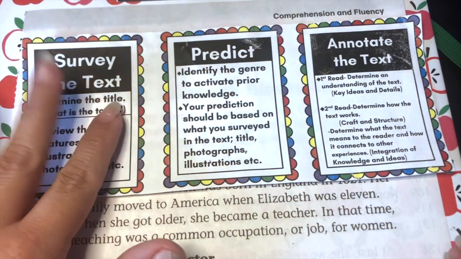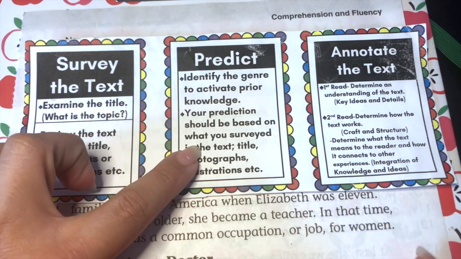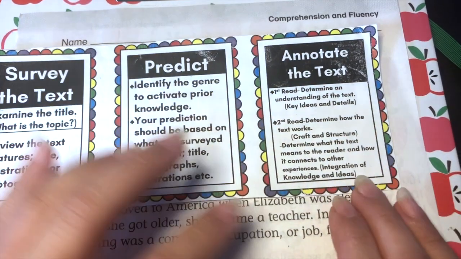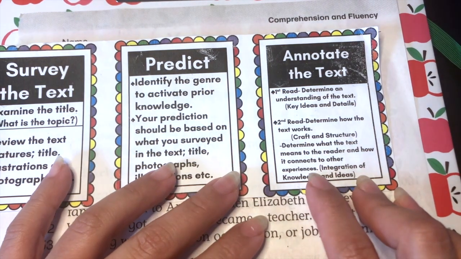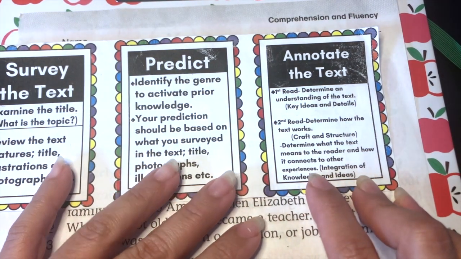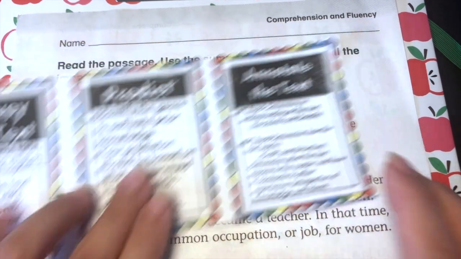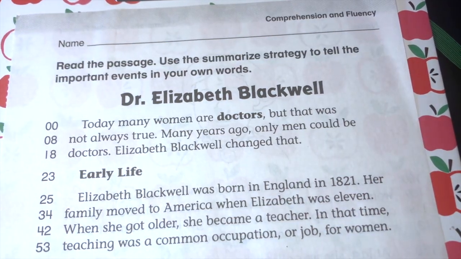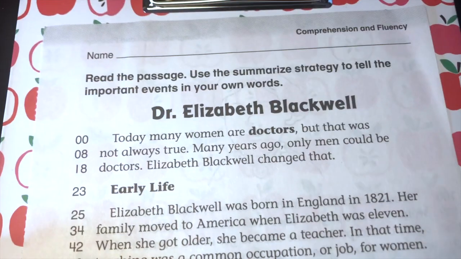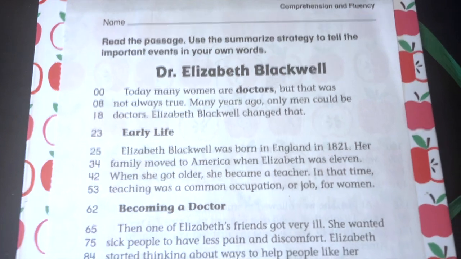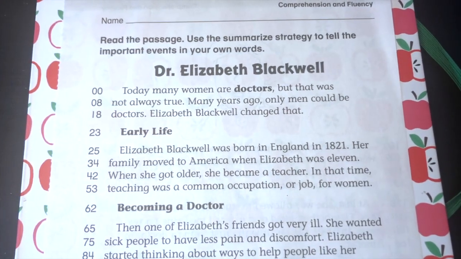So after we do that, we look at our prediction. We create a prediction using that knowledge. And then we annotate the text to do the heavy lifting, to analyze what we're reading. All right? So, first thing I'm going to do is look at the text features on my story.